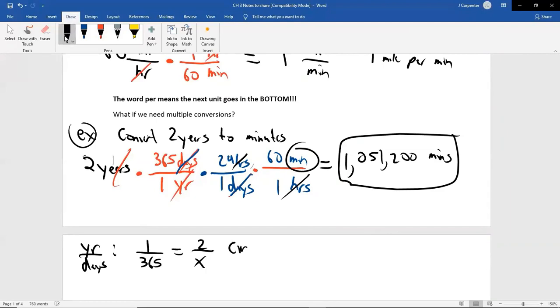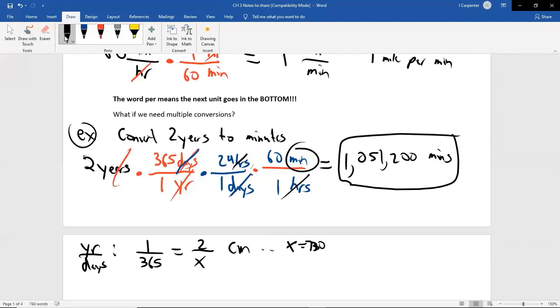Then you would cross multiply, and you'd get, I'm not going to show all the work, you'd get 730, right? Yeah, 730. We get x equals 730.